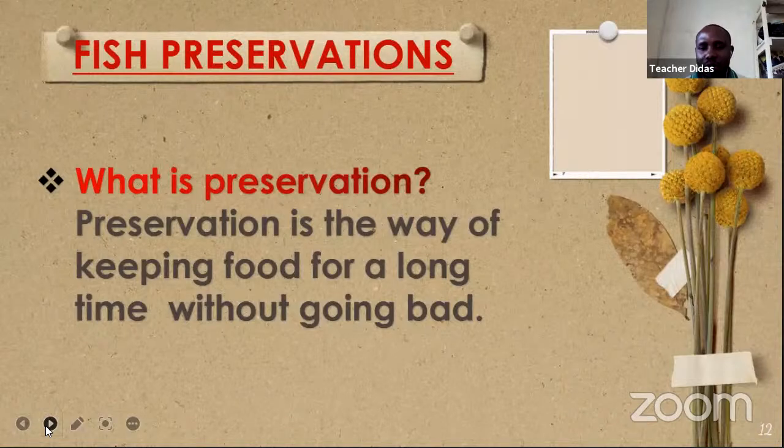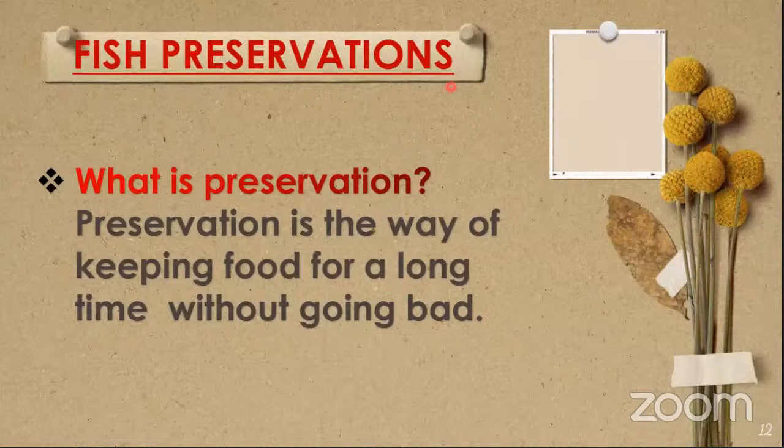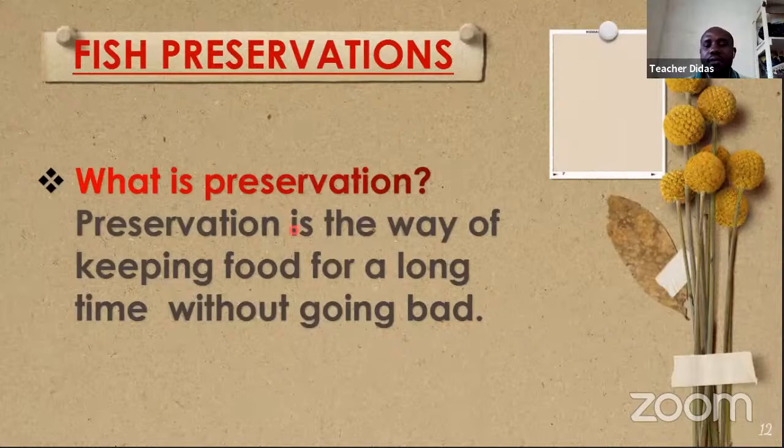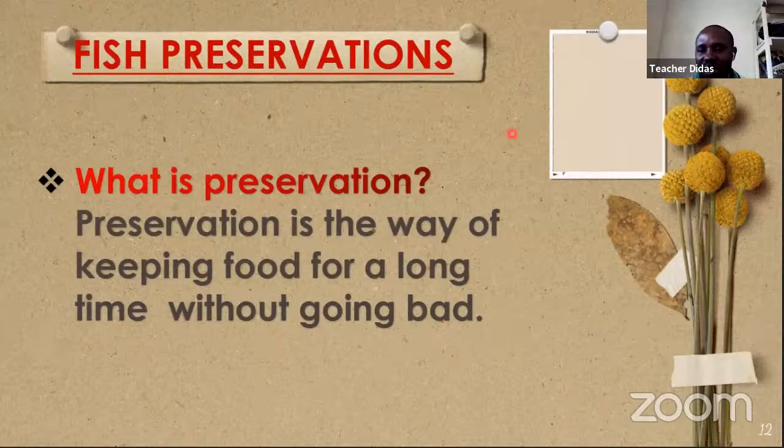Now, I would like to ask you, at least give me one way how we can keep our fish for a longer time. How can I keep my fish to last for a week or two or three without getting bad? I see the hands are very many, but let me pick here. Nicole. Yes, teacher. Okay, tell me, how can I keep my fish without going bad for some time? By smoking it. Thank you very much. You can mute yourself. Aha, we smoke it. We shall look at the smoking.